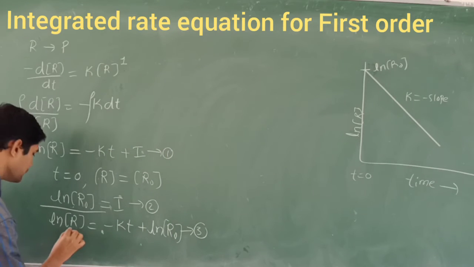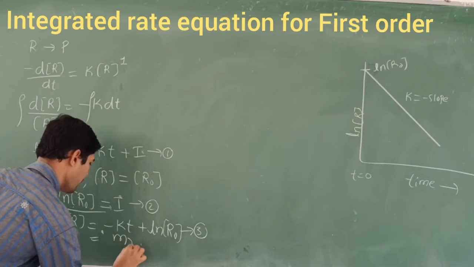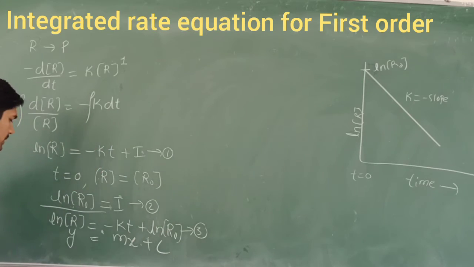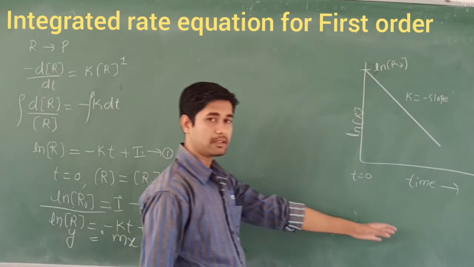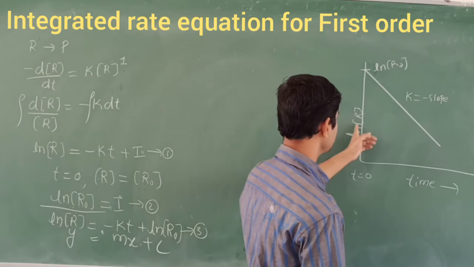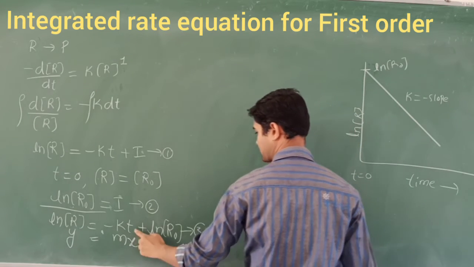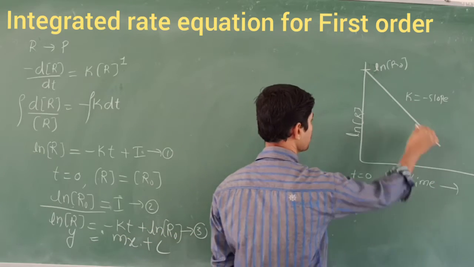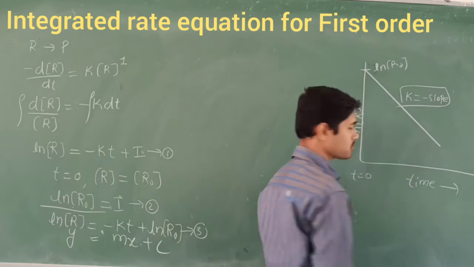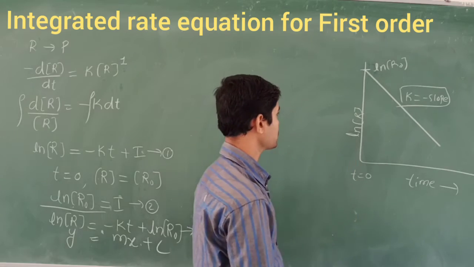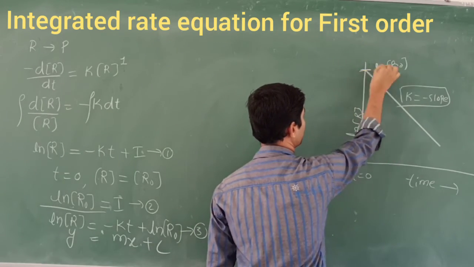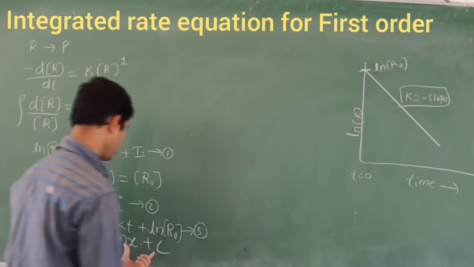This is once again in the form of y is equal to mx plus c. That's why we are going to obtain the graph of ln R, the concentration of reactant, versus time t, right? What is the slope here? Slope is equal to minus K. This is the intercept value, ln R naught, that we are going to obtain here.